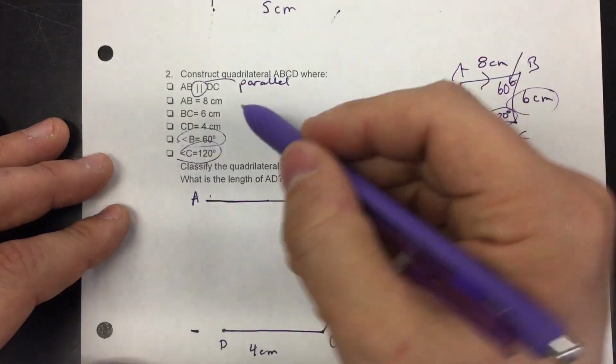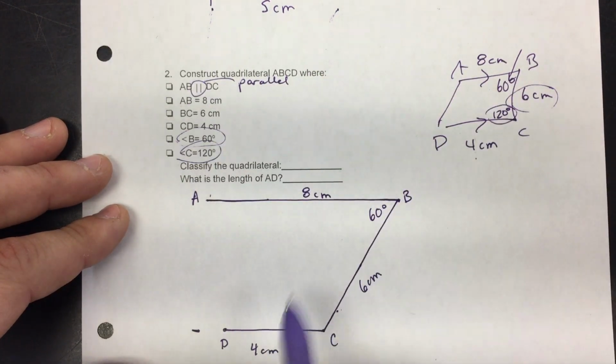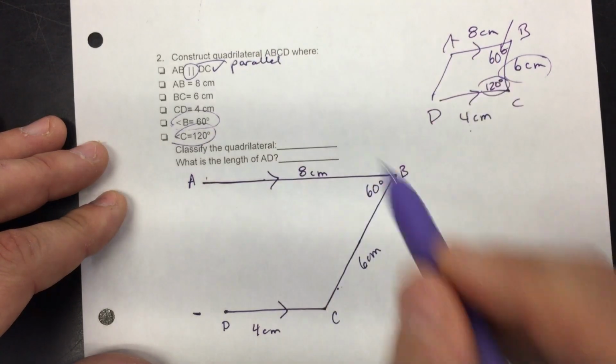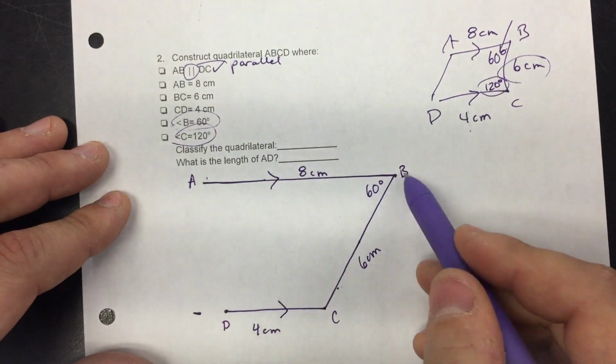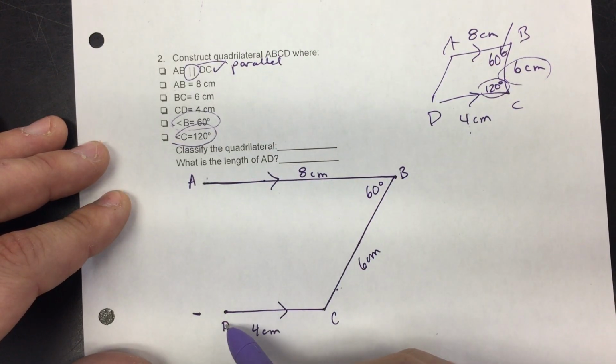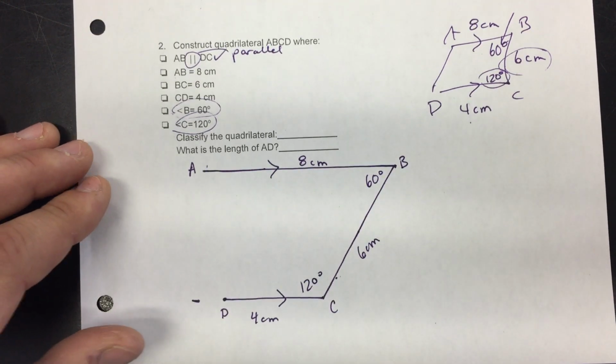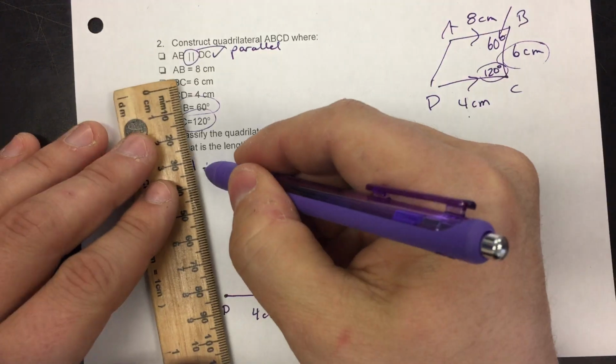So let's see here. AB is parallel to DC, so I'm going to put my parallel indicators, so that's good. AB is 8 centimeters, BC is 6, CD is 4, B is 60, this one is 120. And now I just have to complete the quadrilateral by connecting these 2 points.